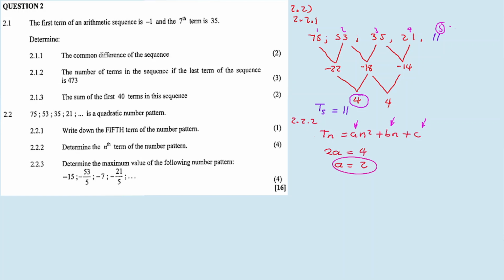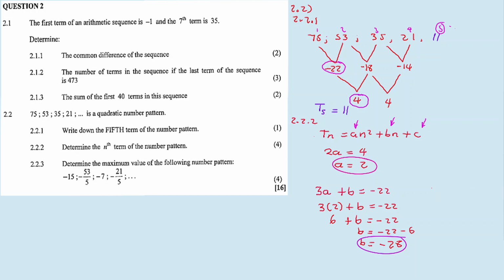And then there's another formula, 3a plus b is equal to minus 22. Always check out the first branch of your quadratic pattern. So 3a plus b is equal to minus 22. Substituting a, I get 3 times 2 plus b is equal to minus 22. 3 times 2 is 6. Then you transpose the 6 to the right hand side and you get b is equal to minus 22 minus 6, so b is equal to minus 28.